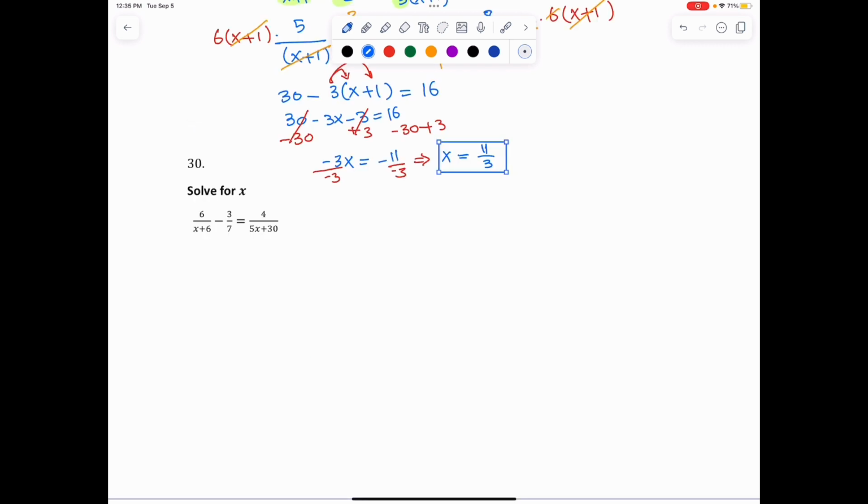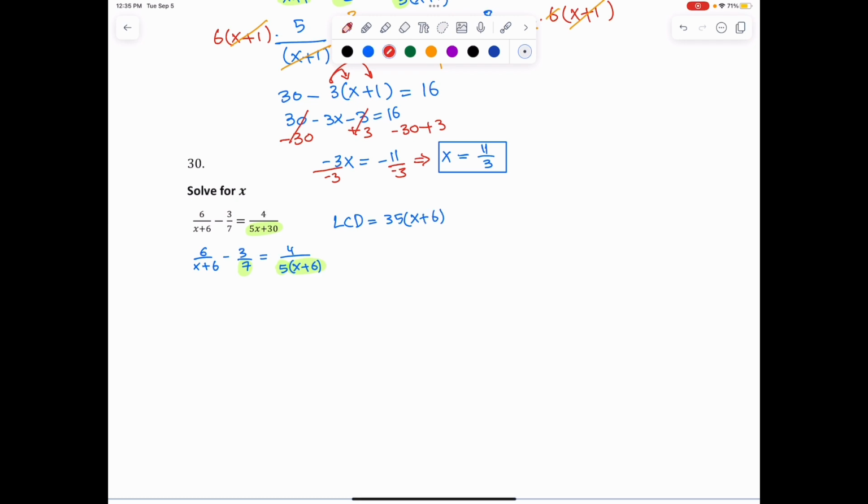Number 30. Again, we notice that we can factor the 5 out. So we have 6 over x plus 6 minus 3 over 7 equals 4 over 5 times x plus 6. The least common denominator, we can have the 5 and the 7 and the x plus 6. So that is 35 times x plus 6. That is our least common denominator.